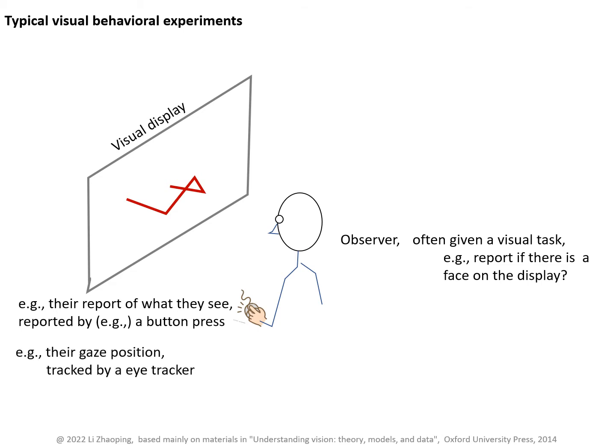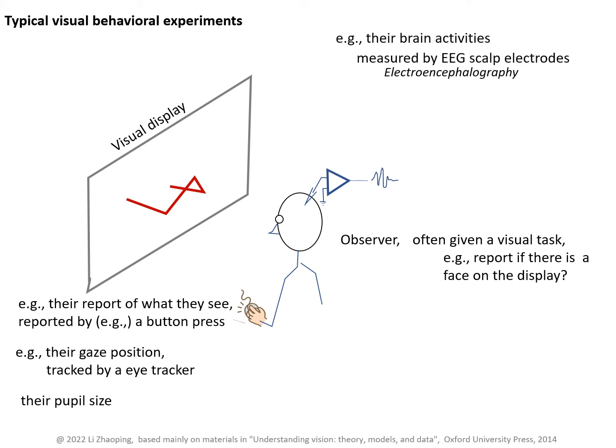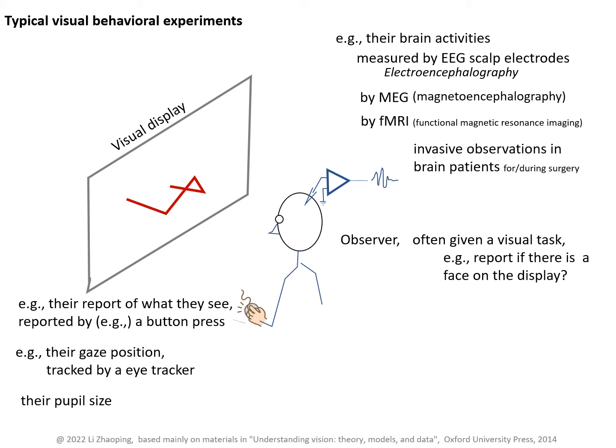And sometimes their gaze positions are tracked by an eye tracker, and their pupil size can also be observed by a video camera. Their brain activities can be indirectly and partially monitored, for example, by EEG or by MEG or by functional magnetic resonance imaging. And sometimes invasive observations are possible in patients during their brain surgery. And sometimes additional or alternative sensory inputs are given, for example, a sound.